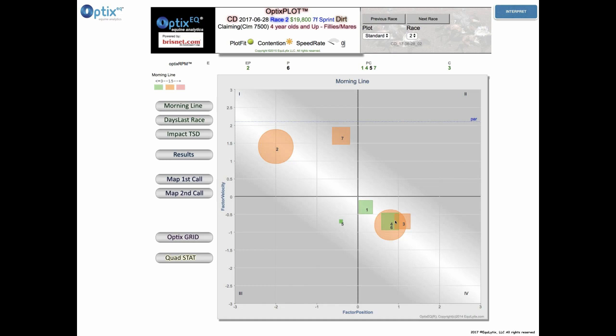But just looking at the plot, they're both in quadrant 1 by themselves. The rest of the field's not. They're the only 2 horses that have any kind of early runs. Their run styles are early. I would say the 2 and the 7, to me, it depends on form, depends on price. Those are the horses I'd be looking at in a race like this, just pulling up.